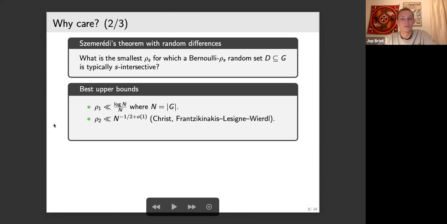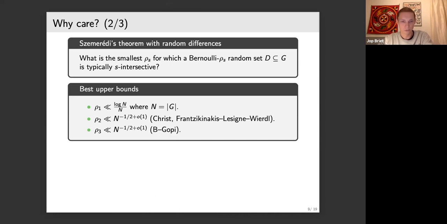Rho_2 is bounded from above by roughly 1 over root n. This is a result independently proved by Christ and by Frantzikinakis, Lesigne, and Wierdl. And somewhat oddly, or ominously, the same bound holds for rho_3. This pattern persists for larger subscripts, making jumps over the uneven numbers. We always get the same bound twice and then a jump at the next uneven number. So this rho_2 bound is likely not optimal, and I expect the rho_3 bound not to be optimal either.